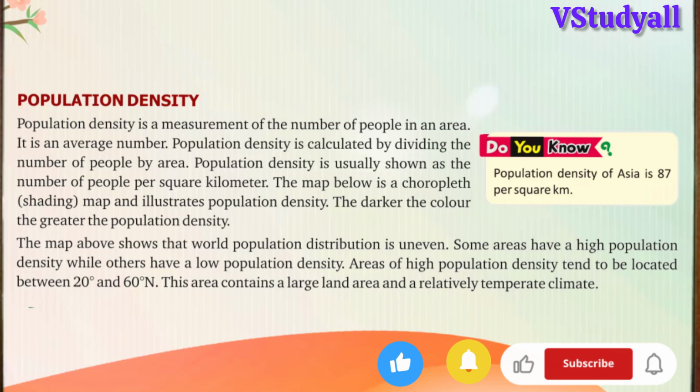The map above shows that world population distribution is uneven. Some areas have a high population density while others have a low population density. Areas of high population density tend to be located between 20° and 60° north. This area contains a large land area and a relatively temperate climate.